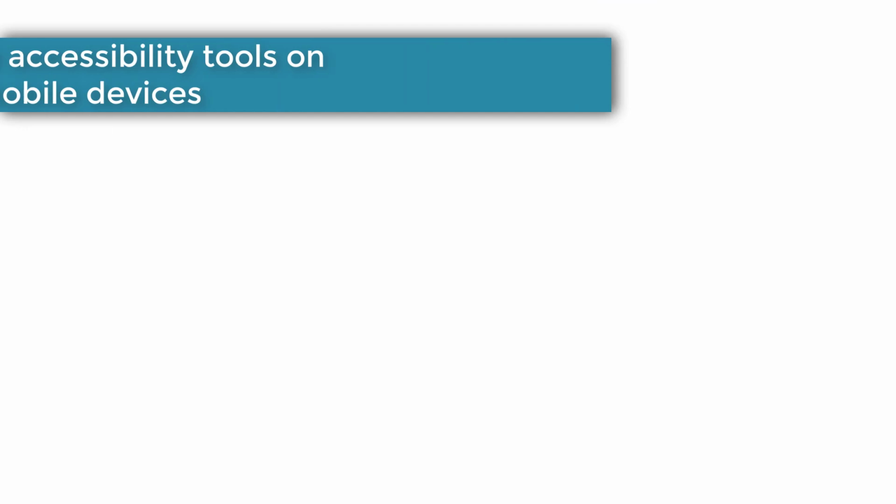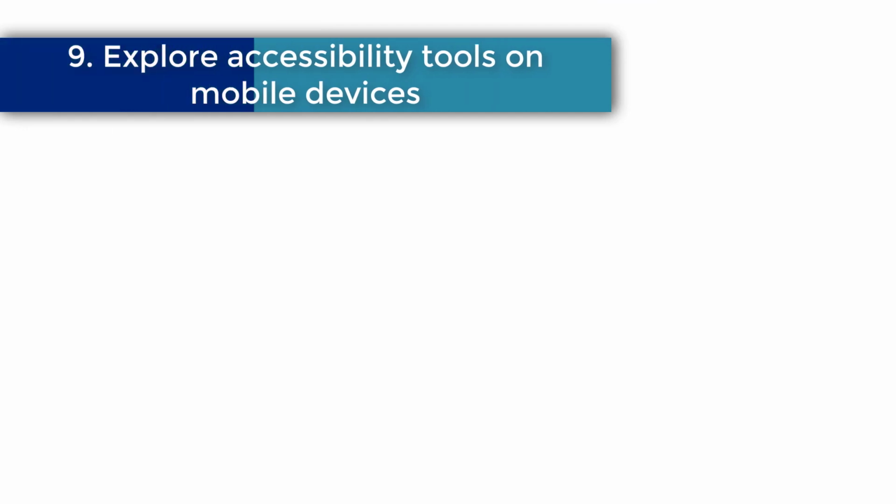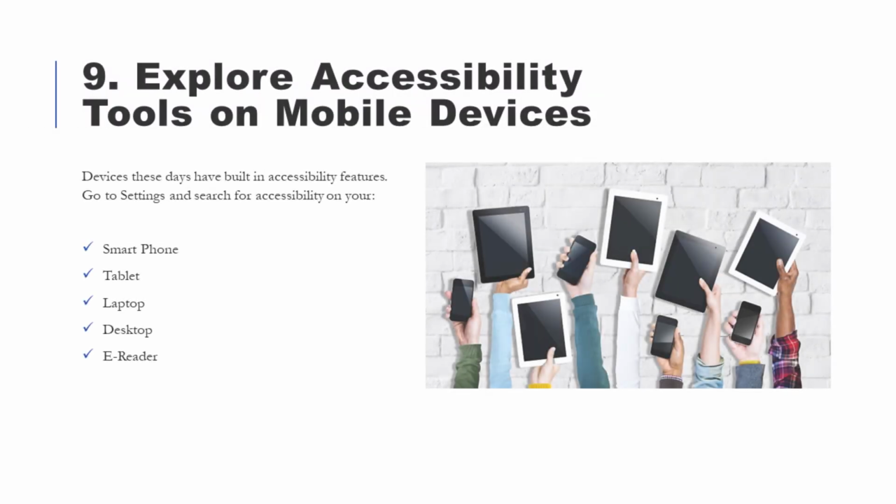Number 9, explore accessibility tools on mobile devices. Devices these days have built-in accessibility features. Go to your settings and search for accessibility on your smartphone, tablet, laptop, desktop, or e-reader. You might find some settings that even make it easier for you to navigate your mobile devices.